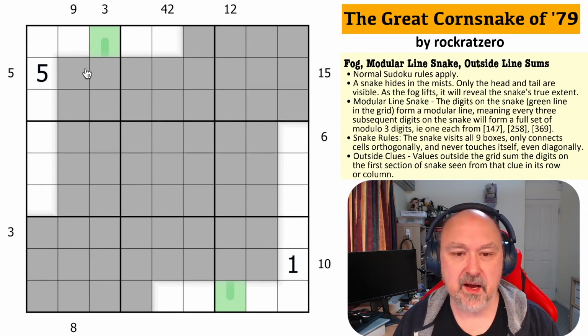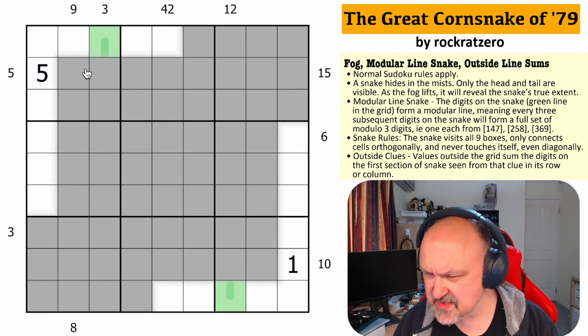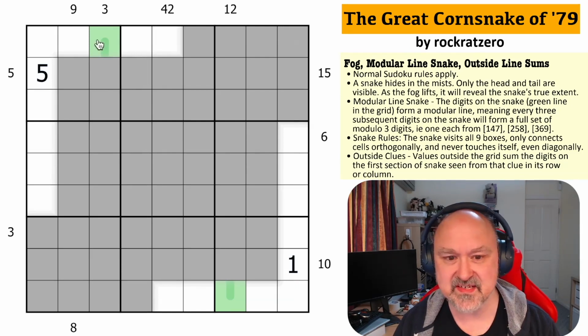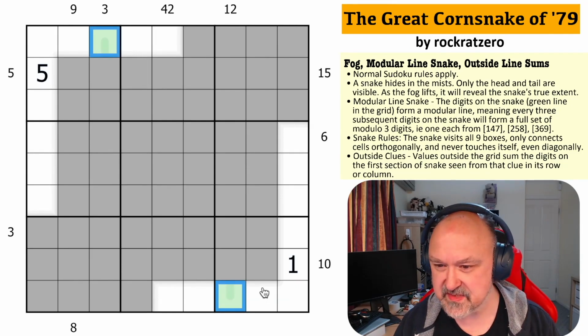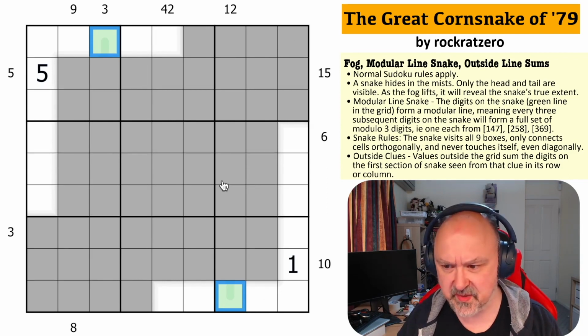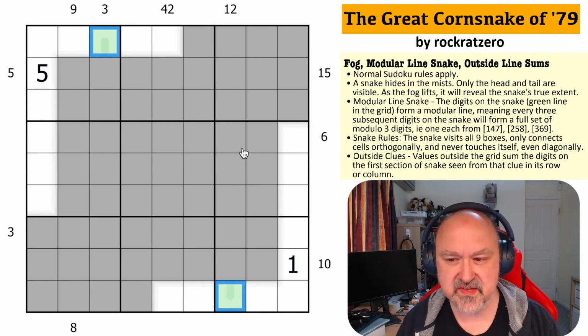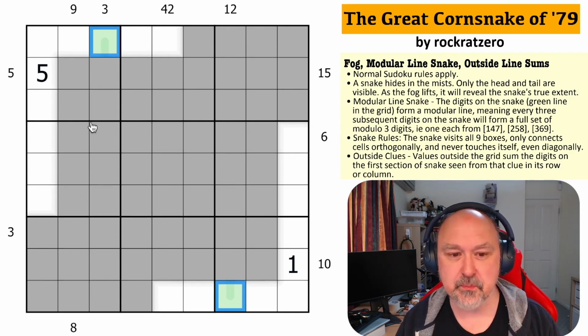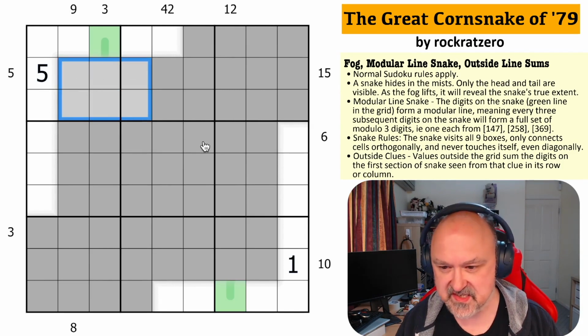So, it doesn't state, or it kind of does, but it's okay. A snake hides in the mists. Only the head and the tail of the snake are visible. I take it those are these cells. As the fog lifts, it will reveal the snake's true extent. Now, if this is a normal fog puzzle, and I assume it has to be because it's in the software, as you place digits in the grid, that will reveal all of the adjacent cells.